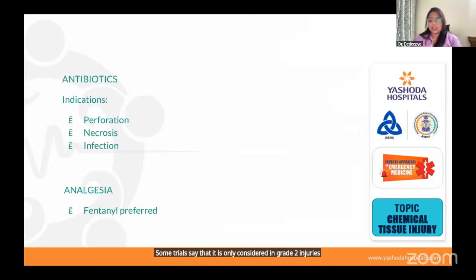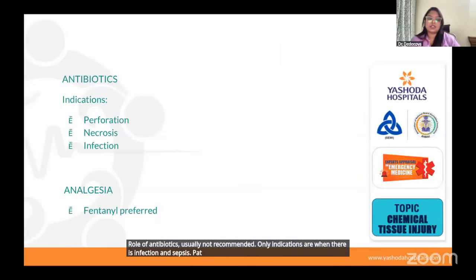Role of antibiotics: usually not recommended. The only indications are when there is infection and sepsis, or the patient is having necrosis or perforation on a CT scan. Then you can start off with broad spectrum antibiotics if you are anticipating any peritonitis or sepsis.